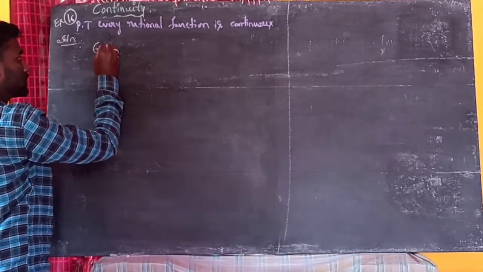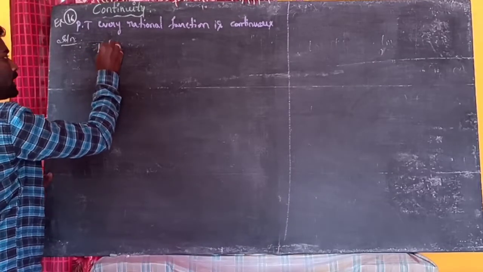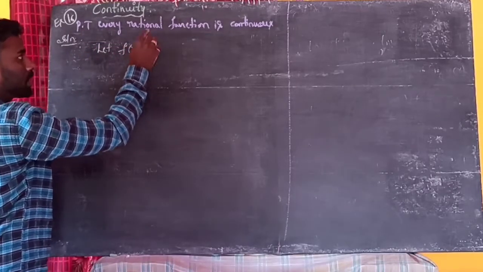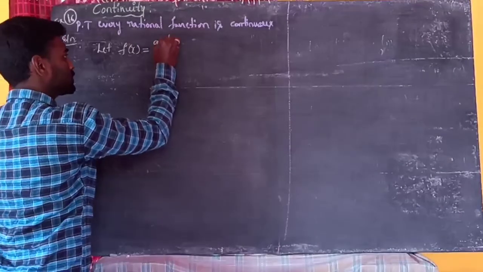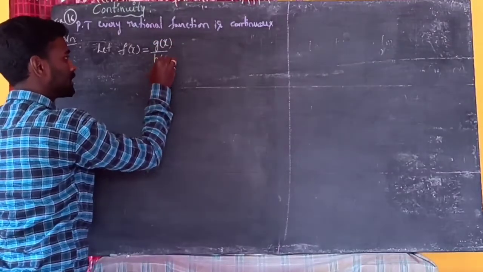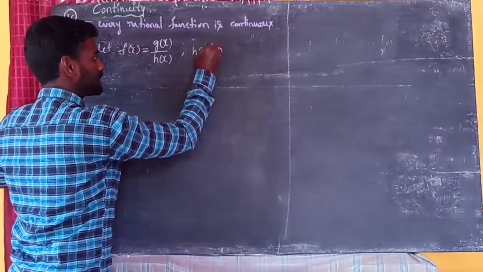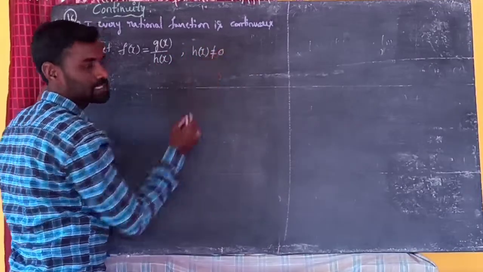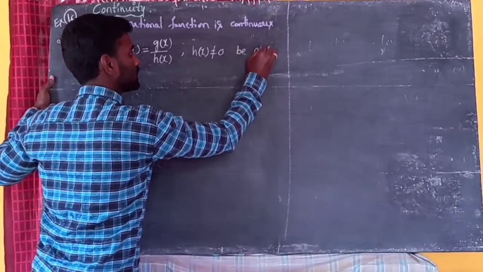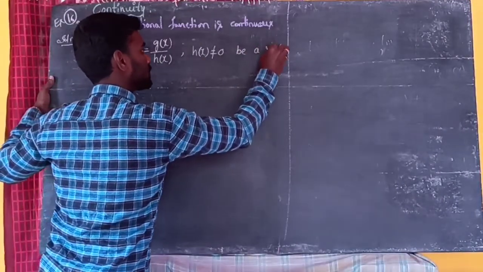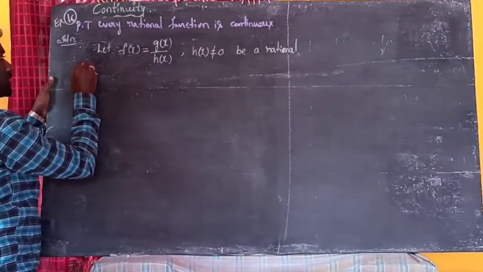Let f of x be a rational function. I will consider this rational function as f of x. f of x is equal to g of x by h of x, comma, here h of x is not equal to 0. Okay. Be a rational function.